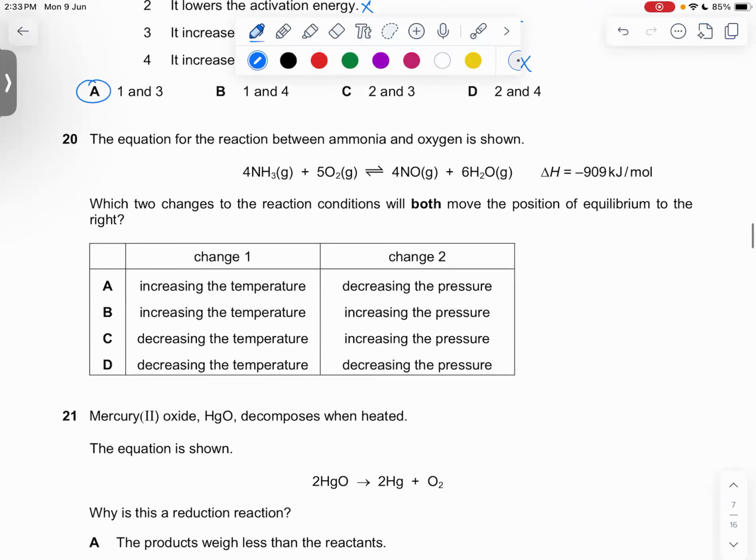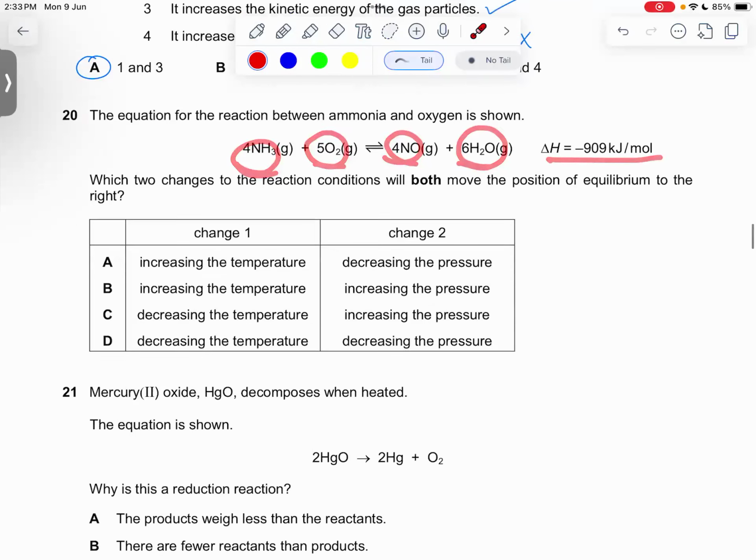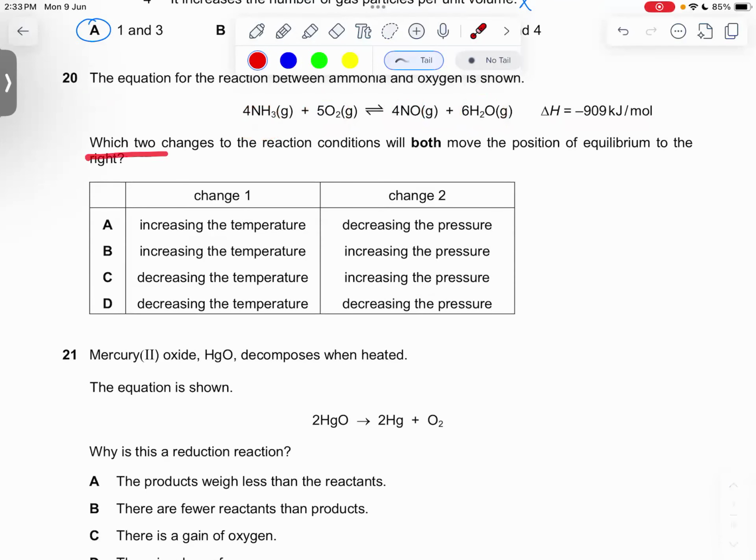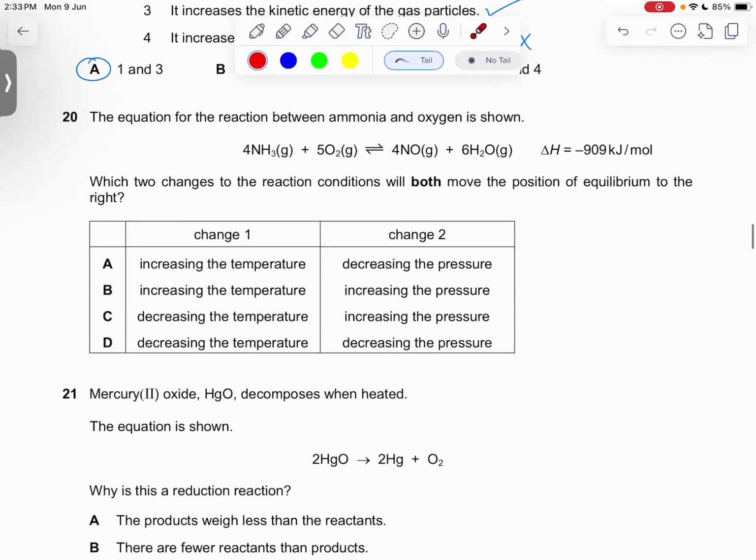Question number 20. The equation for the reaction between ammonia and oxygen is shown. NH3 plus O2 gives NO plus 6H2O. Delta H is minus 909 kilojoule per mole. Which two changes to the reaction condition will both move the position of equilibrium to the right? So which will move the equilibrium position to the right? The forward reaction is exothermic. We want to move to the right, so we should decrease the temperature.